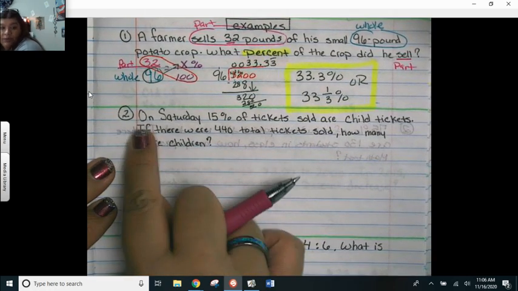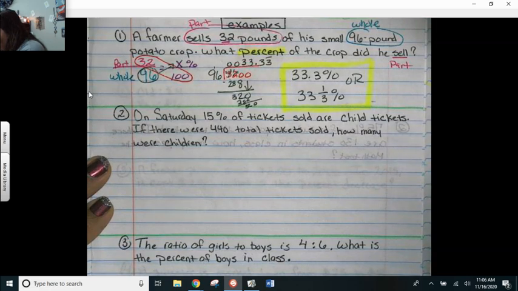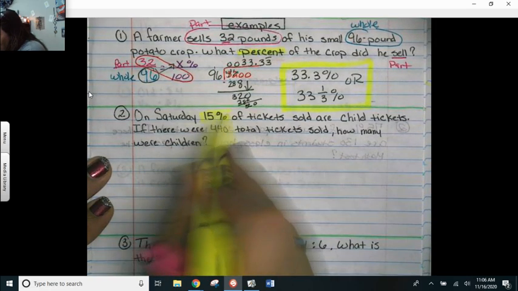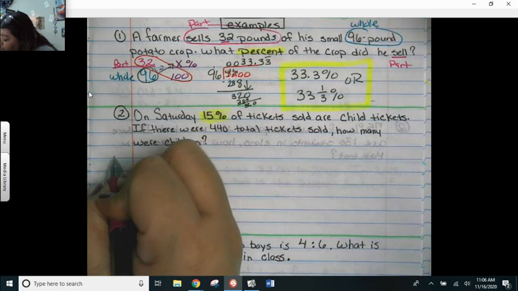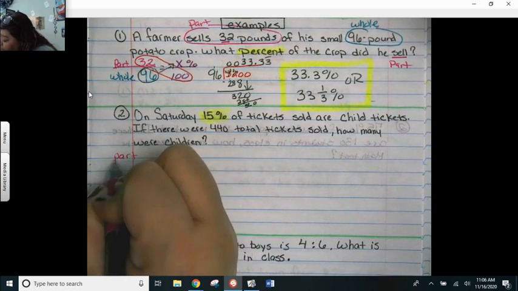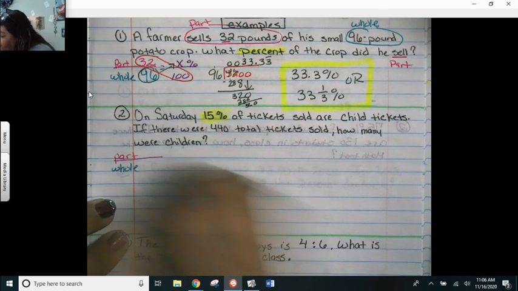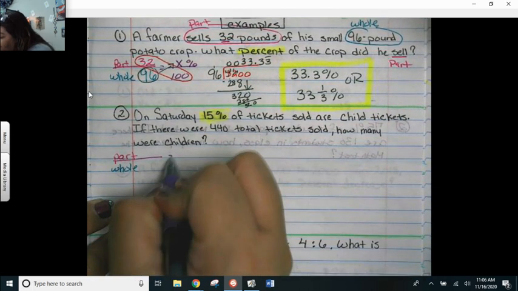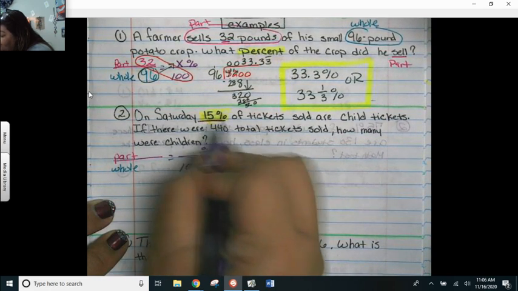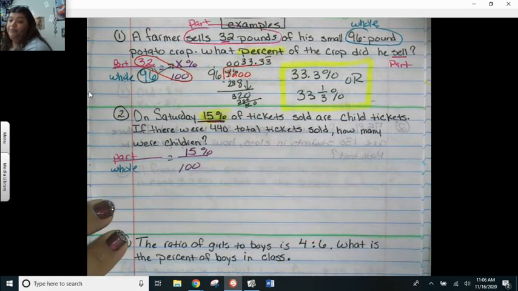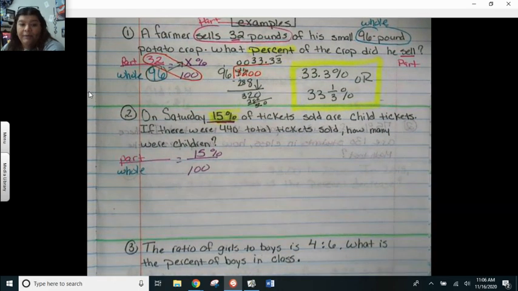Okay. So number 2, it says on Saturday, 15%. Ooh. I see a percentage. I'm going to get ready. I see a percentage, so it's going to be part to whole equals percent over 100. And I already saw that percent there. Boom. That's what my brain tells me to do. That's what I do. Okay. I'm going to keep on reading.